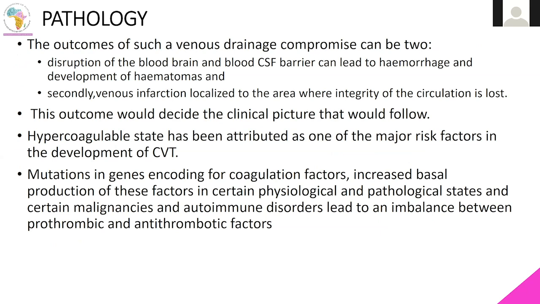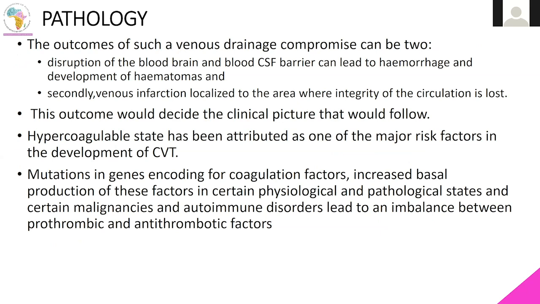The outcome of such a venous drainage compromise can be divided into two. So we have the disruption of the blood-brain and blood-CSF barrier, which can lead to hemorrhage and development of hematomas. And secondly, venous infarction localized to the area where integrity is lost. So this outcome will decide the clinical picture that will follow.